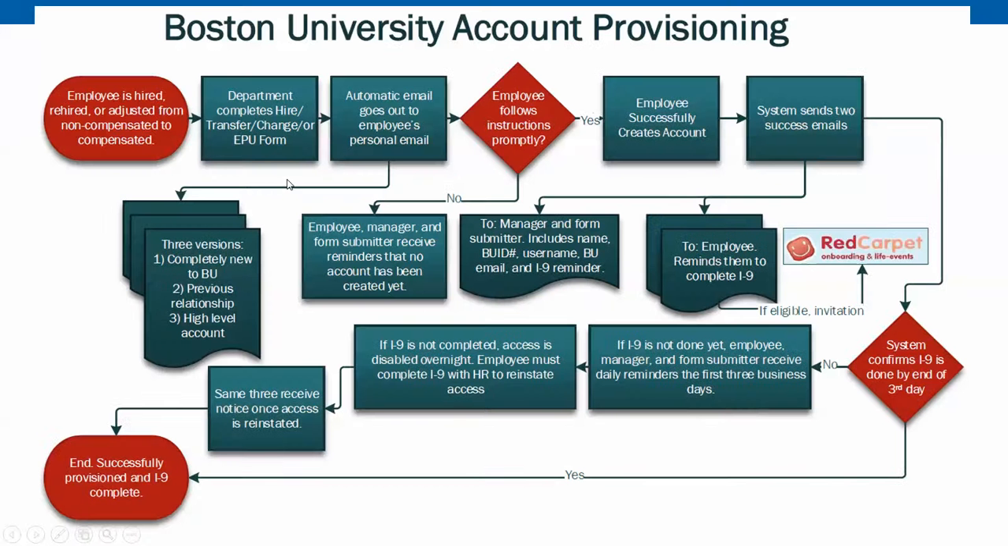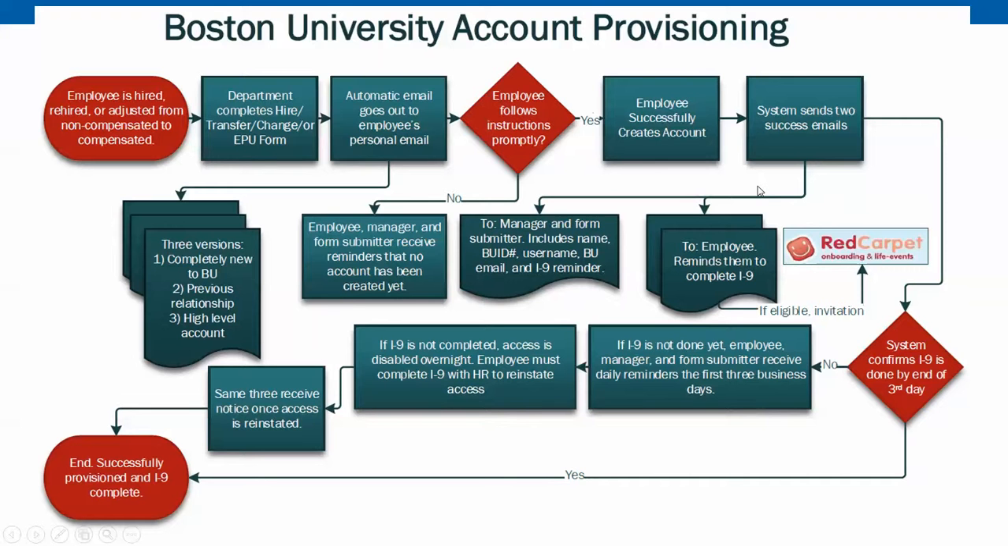Where this process begins is with an employee being hired or rehired or being adjusted from non-compensated to compensated. This chart explains how access is provisioned for university systems. This chart is available at bu.edu/hr under the Manager's Resources section in the Onboarding tab.